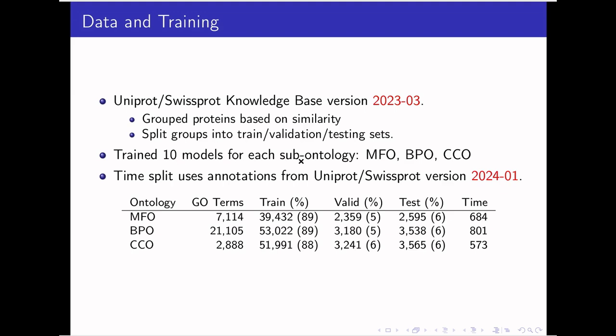We trained 10 models for each subontology, and then we used the trained models to test in a time split benchmark. For the time split benchmark, we used the new annotations in the first version of 2024. You can see some statistics of the dataset here.